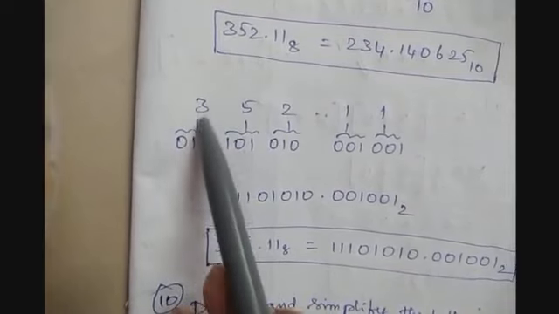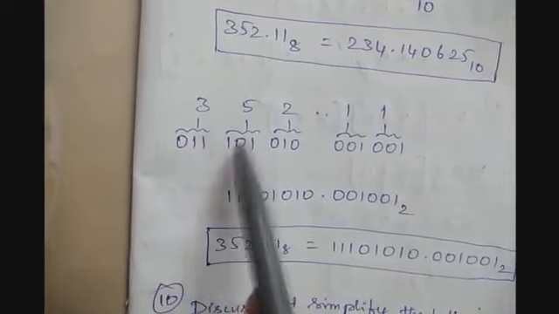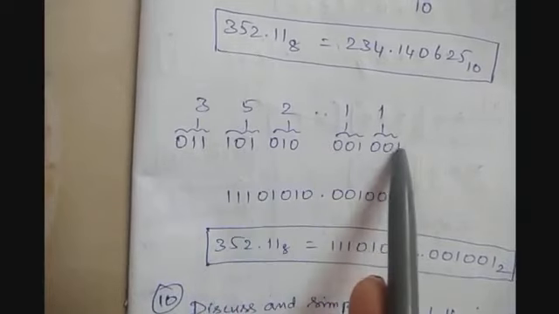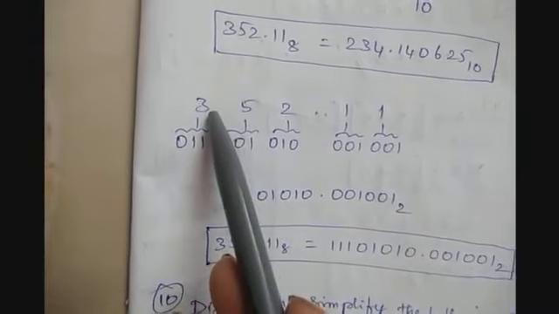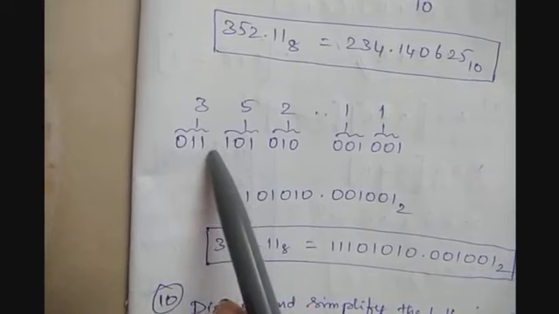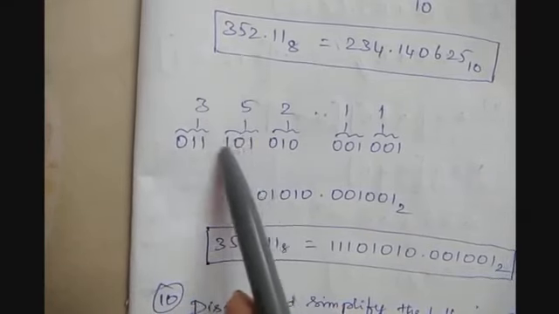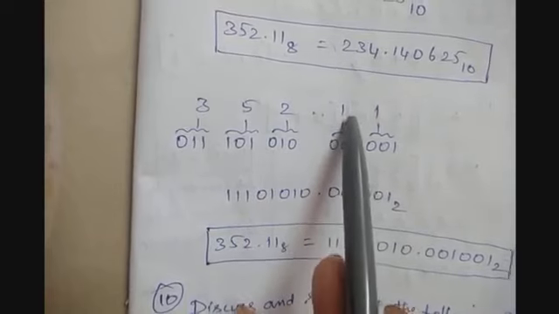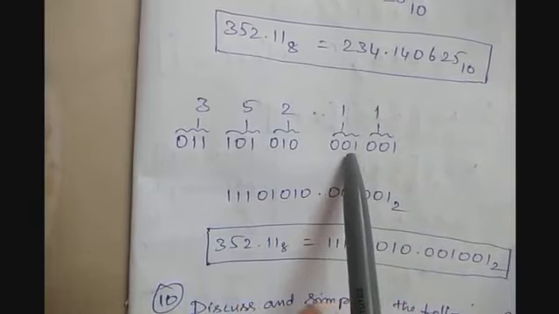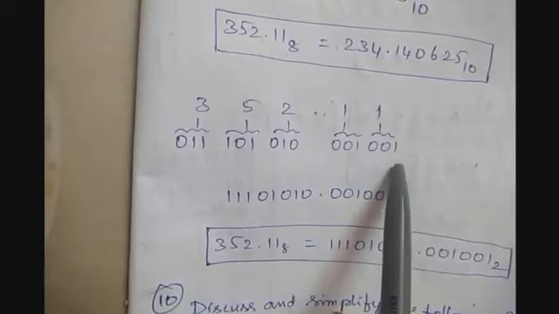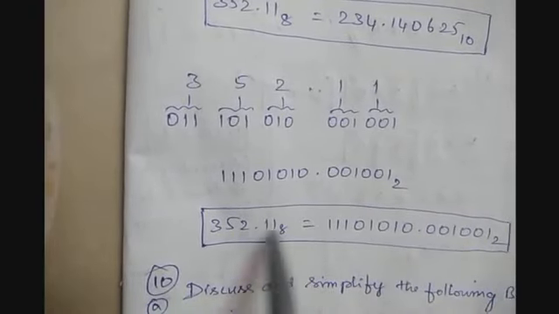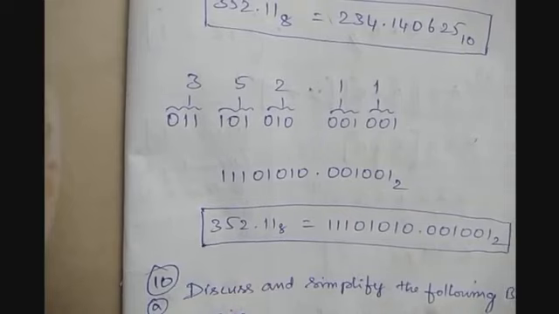See, we know the relation between octal and binary is a 3 to 1 system. So here also I am applying that system. The binary equivalent of 3 is 011, the binary equivalent of 5 is 101, the binary equivalent of 2 is 010, the binary equivalent of 1 is 001, and for the other 1 it is also 001. Then write the values directly. This is the binary equivalent of 352.11. We'll move on to the next problem.